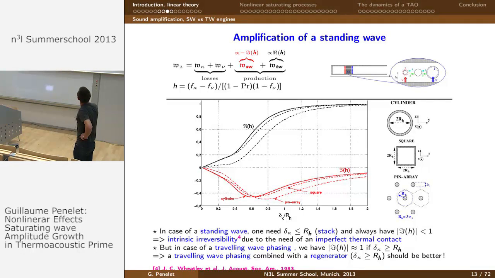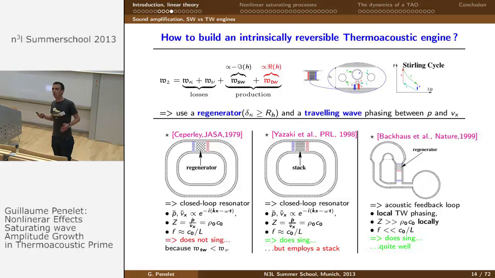Now, if we consider this term of work production, we see that it is proportional to the real part of this function. And we see that the real part of this function can approach unity if we have a traveling wave phasing between pressure and velocity, and also if the thermal boundary layer thickness is larger than the hydraulic radius. So we should have better performance by using a traveling wave engine. So the next question is how to build a traveling wave engine.